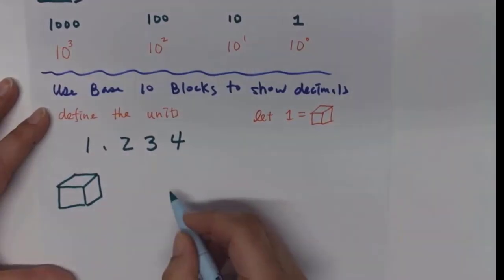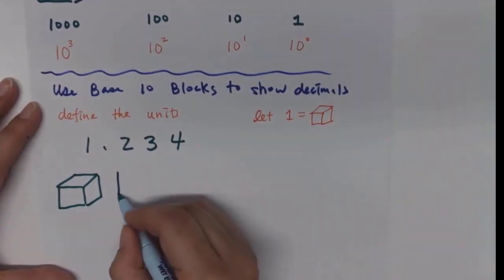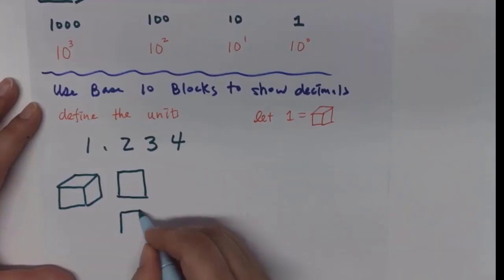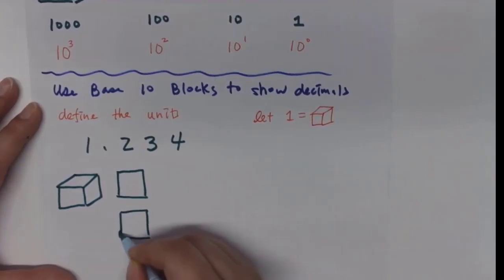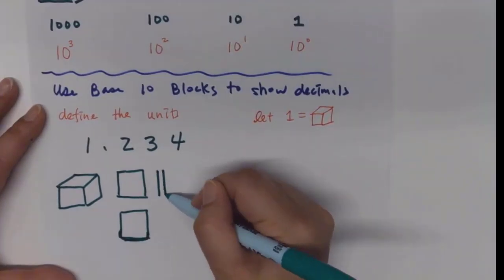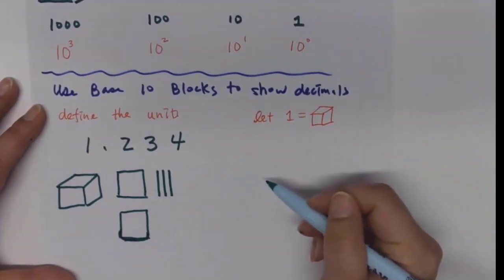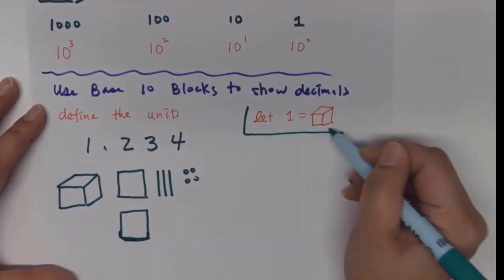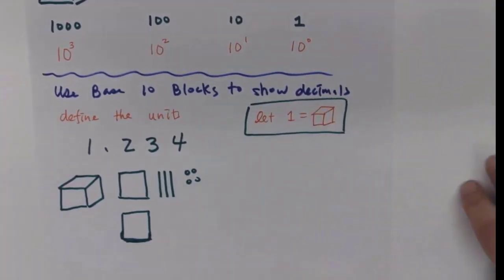And then 2 flats. That would be the tenths. And 3 longs. And 4 units. You will have to specify what you will use to represent.